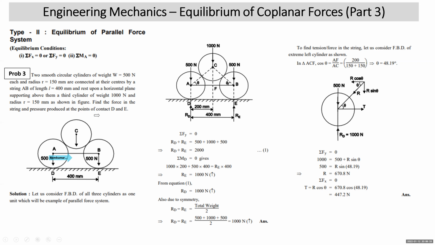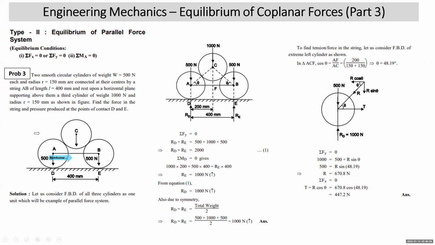Radius of all the three cylinders is the same. Weights are 500, 500, but the middle cylinder's weight is 1000 Newton. Find the force in the string. Force in the string means tension in the string. Pressure produced at the points of contact D and E. In common terms we say pressure, but actually it is reactions. So he is looking for reaction at D and reaction at E.